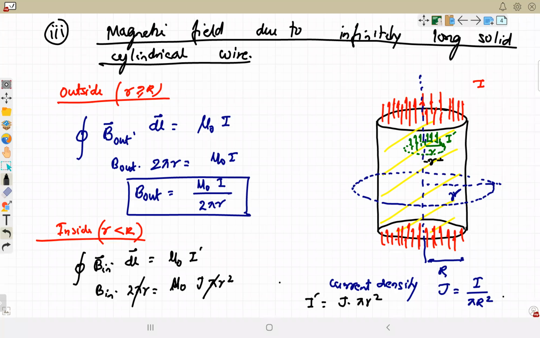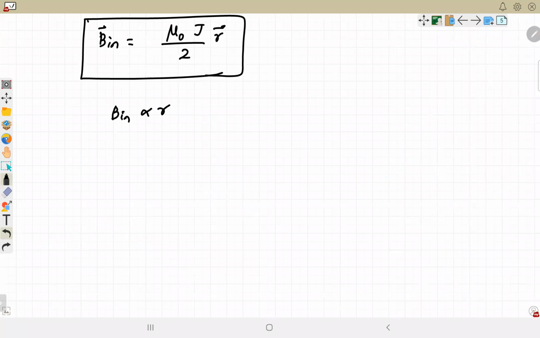Okay, so now inside, the magnetic field is directly proportional to small r. Sorry, the electric field is directly proportional to r when we are inside a solid cylinder. Inside a solid sphere, electric field is directly proportional to r. Here inside a solid cylinder, magnetic field is directly proportional to r.